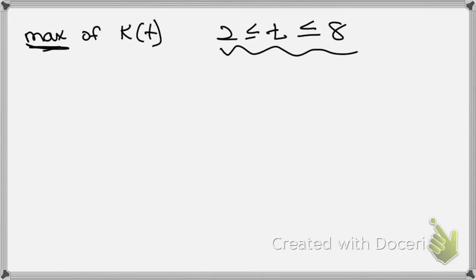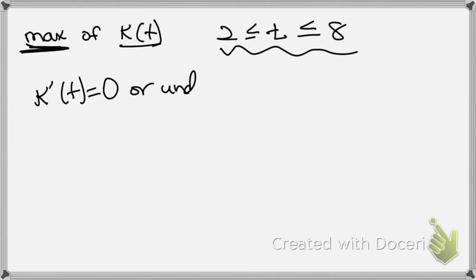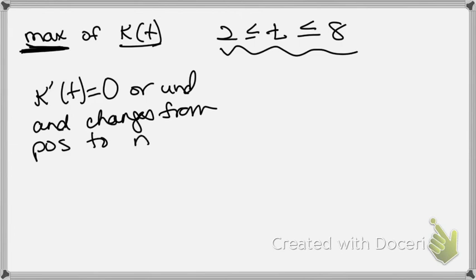So as soon as you see max of something, you say, okay, I need the derivative of that something to equal 0 or be undefined. That's going to get me my critical points. You can also say, this part's optional, I'll tell you why, you can also say, because it's max, and changes from positive to negative, okay?